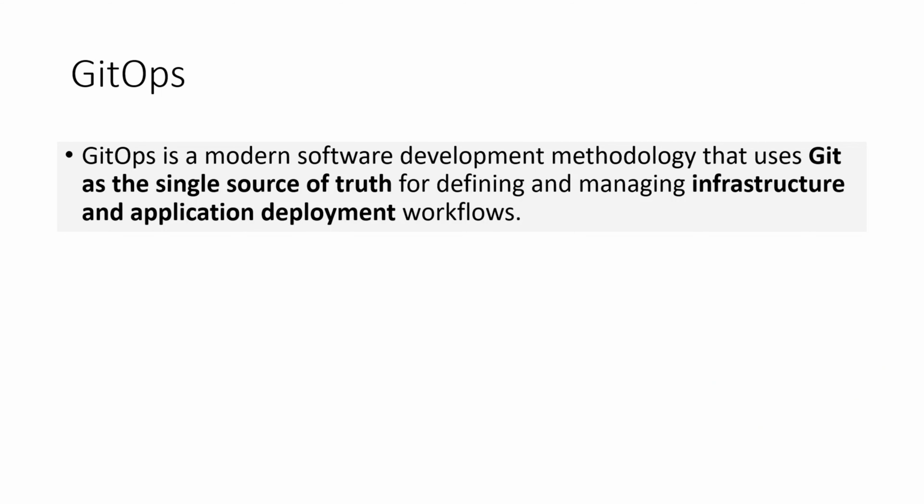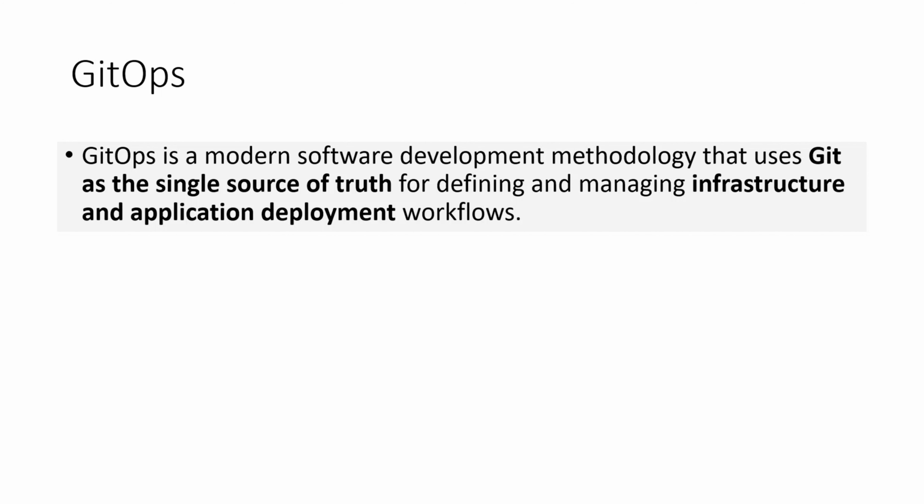Okay, let's see what is GitOps. So this is the definition of GitOps. The highlighted text here is Git as a single source of truth, and another one being the infrastructure and the application deployment. So you can think of GitOps as a new way of doing continuous deployment, wherein your files related to infrastructure and application are stored as part of Git.